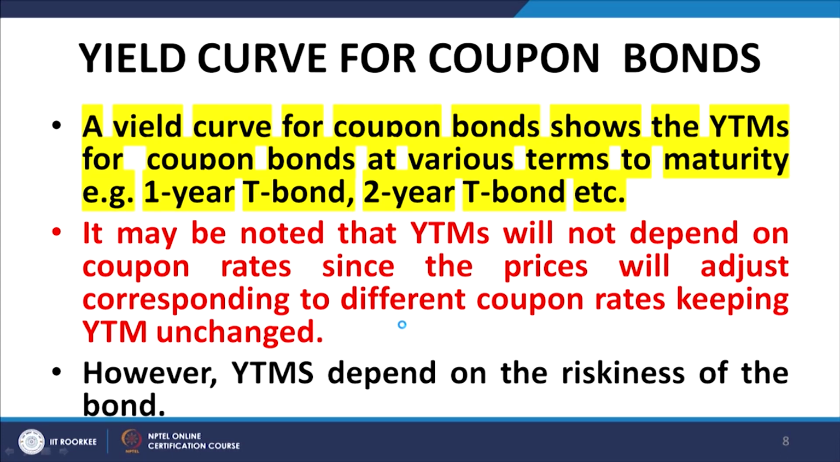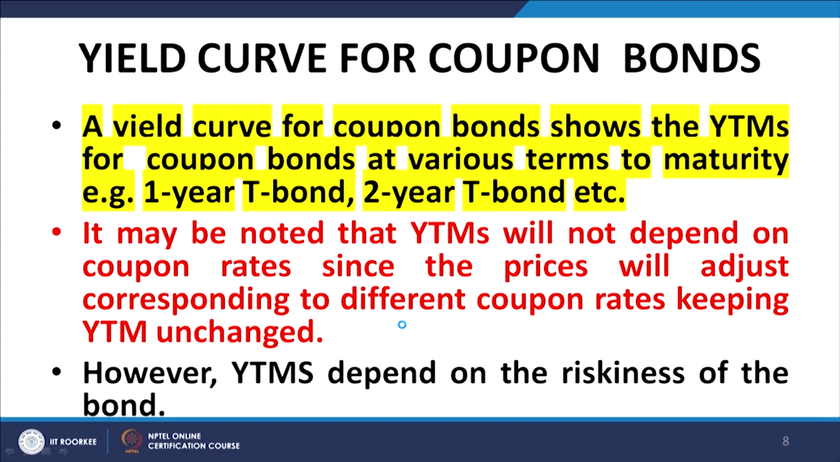Now, similar to the spot curve for 0 coupon bonds, we can have the yield curve for coupon bonds, in which case a yield curve is plotted between the YTM of the coupon bonds and the corresponding maturities. You take the YTMs of various bonds, say maturity 1 year, 2 year, 3 year, 4 year, these are coupon bonds, and on these coupon bonds we work out the YTM on the basis of the currently prevailing market price, and then we plot a curve between the YTMs and the maturities. For example, we have the 1 year T bond, the 2 year T bond, and so on.